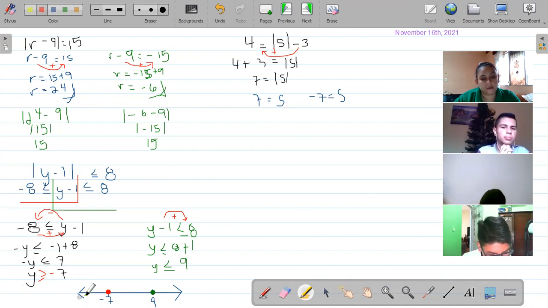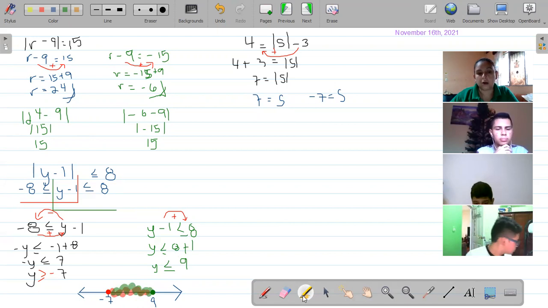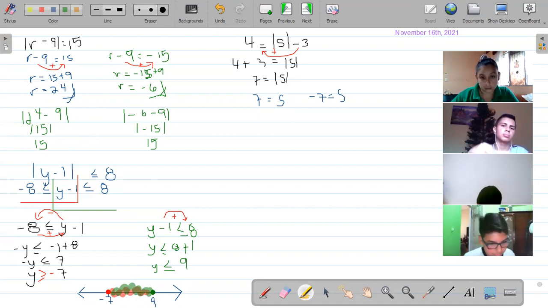Y is greater than or equal to -7. So it goes to the right. And y is less than or equal to 9. So I go to the left. So it goes joint. And that is how we do an inequality this way. Questions? No questions? Easy peasy breezy lemon squeezy.